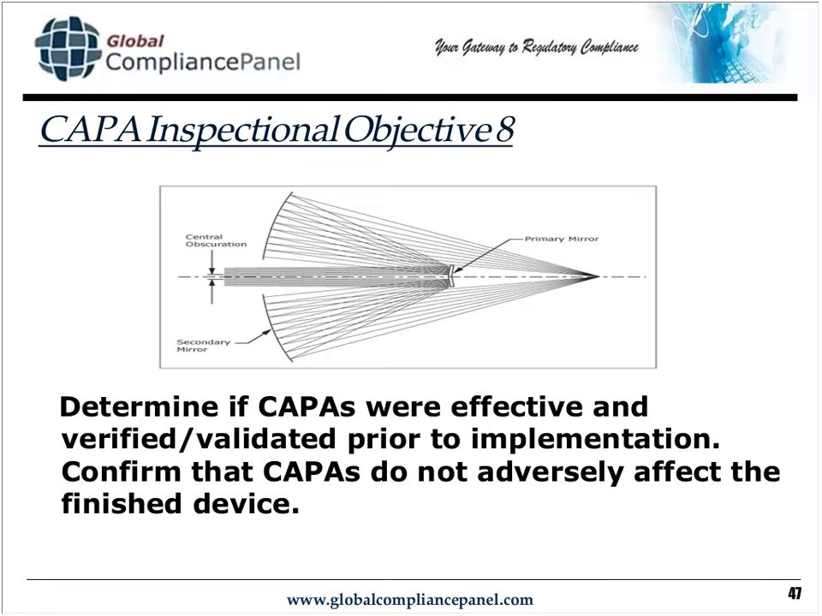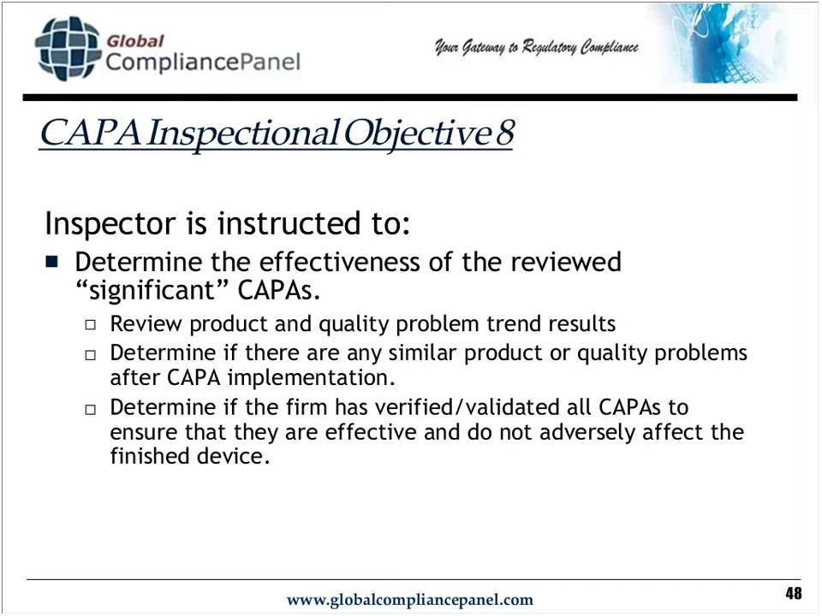Objective 8 is determining whether CAPAs were effective and validated, and that they don't adversely affect the finished device. In this objective, the inspector is going to look at your significant CAPAs, we talked about that a moment ago, and they're going to look at trend results, and whether there were any other similar product or quality problems after implementation. So you implemented your corrective action, but you're still having these problems. What gives? And now they're going to do a little design or process validation because they're going to make sure that your CAPAs have been verified or validated.